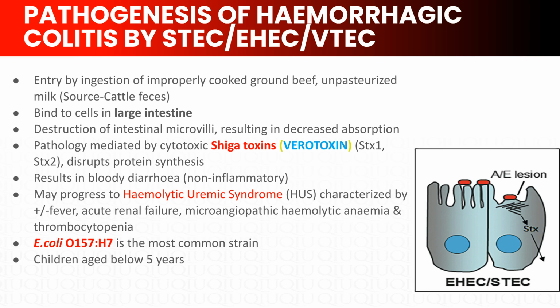The clinical picture is distinctive. Initially watery diarrhea, then progressing to grossly bloody diarrhea with severe abdominal cramps but little or no fever. The lack of fever is unusual for bloody diarrhea and should make you think of EHEC. Here's the critical complication: hemolytic uremic syndrome, or HUS. This occurs in about 10% of cases, particularly in children under 5 years. HUS is characterized by the triad of acute renal failure, microangiopathic hemolytic anemia, and thrombocytopenia. This is a medical emergency requiring immediate hospitalization.